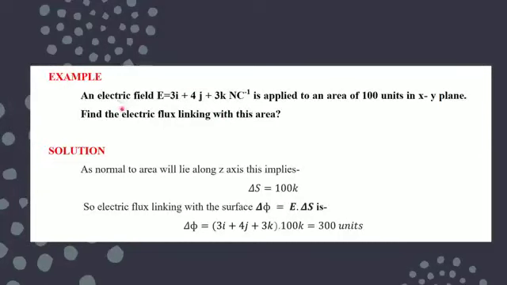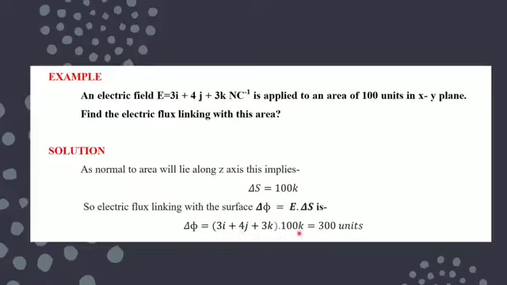This is a simple question in front of you. I'm reading it out for you. An electric field E is given by 3i cap plus 4j cap plus 3k cap Newton per coulomb. It is applied to an area of 100 units in the XY plane. Area is in the XY plane, which means the area vector will be perpendicular to the XY plane, so it will be along the Z direction. For the Z direction, you write the area vector as 100 k cap, because k cap is simply the symbol for the unit vector along the Z direction.